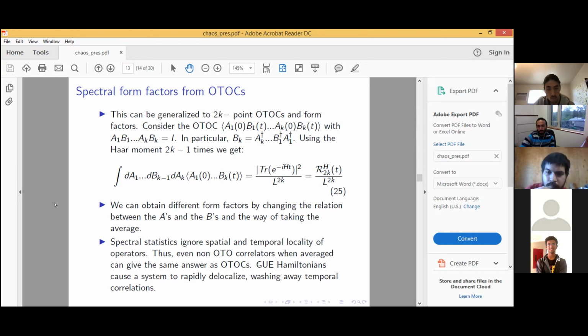Sorry, this condition says that B1 is A1 dagger, right? Which condition? In particular, BK is blah blah blah. Oh, that K is the last one. Oh, K is the last one. Yeah, sorry, it's not each index. Okay. Wait, these are unitaries or what? Yeah, these are unitaries. Unitary operators. Okay. Good.